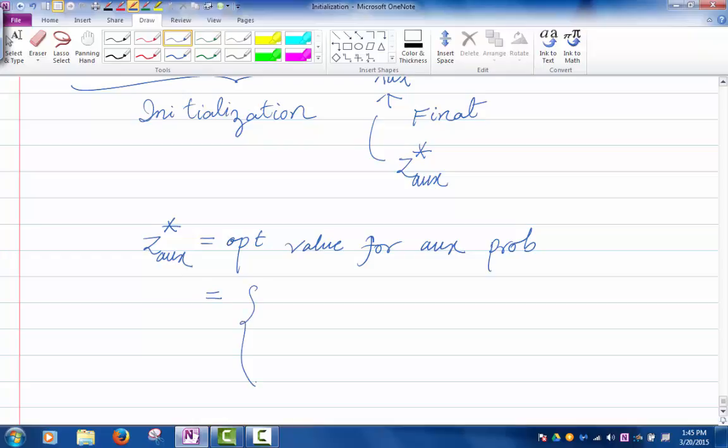There are two possibilities, right? One, it is not 0. If it is not 0, then what? Then I conclude the original problem is feasible or infeasible? Infeasible.